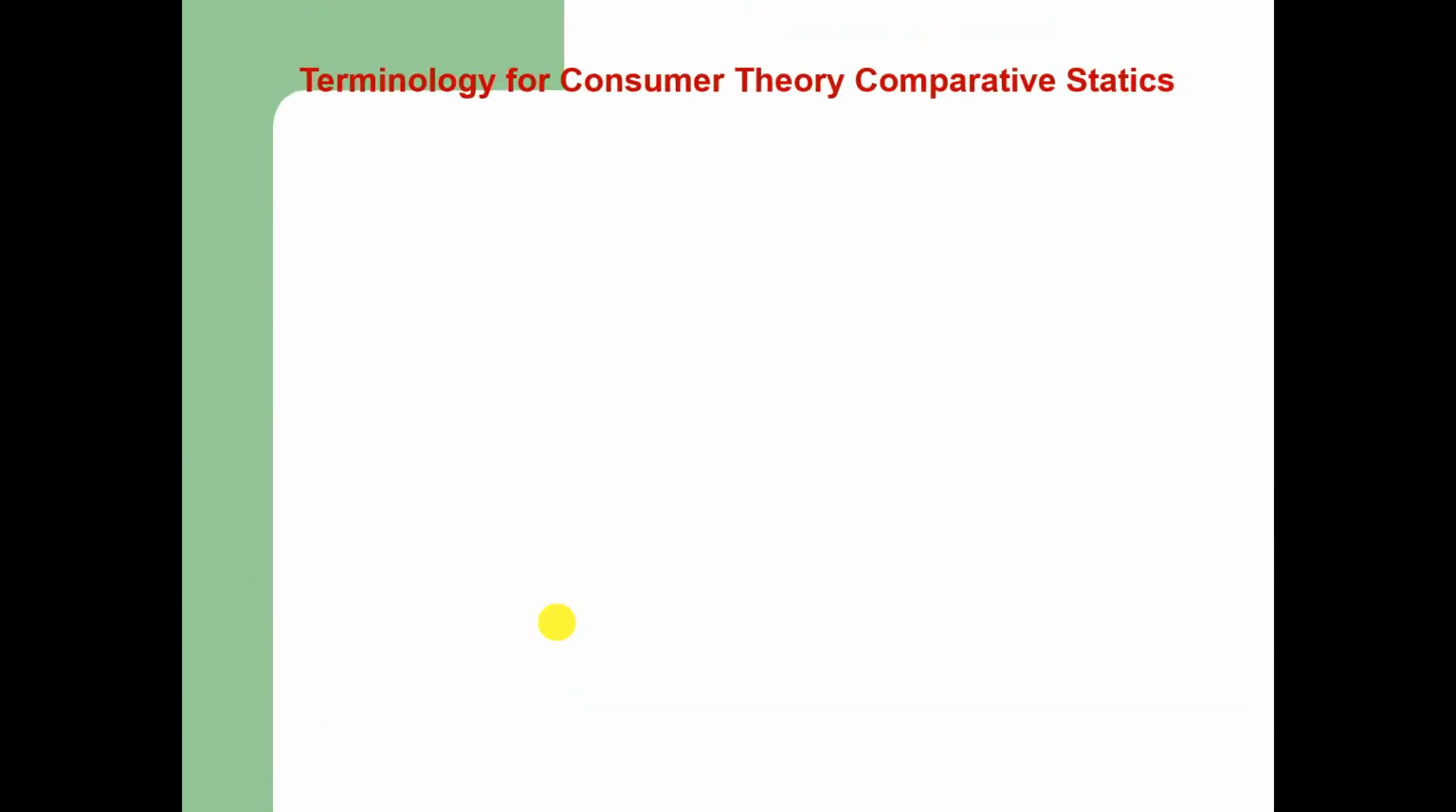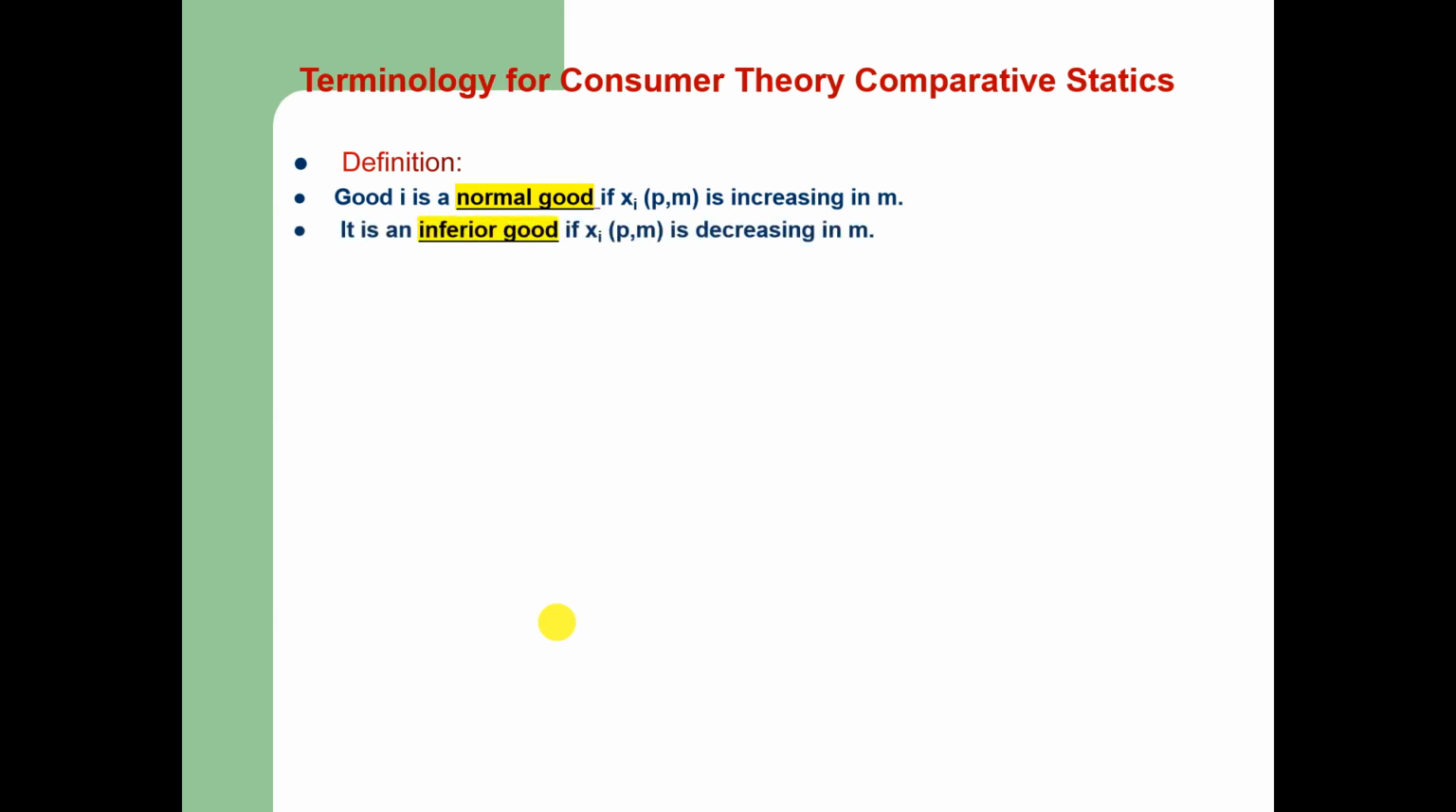We can also develop some terminologies for consumer theory using comparative statics, and we start with the definition of various goods. Number one, good xi is a normal good if the Marshallian demand for good i, or xi, is increasing in income. So in that case, xi is a normal good. xi will be inferior if the Marshallian demand function for xi is decreasing in income.